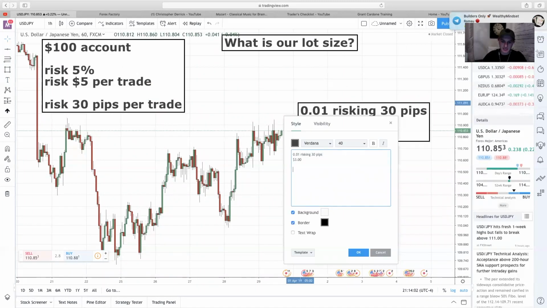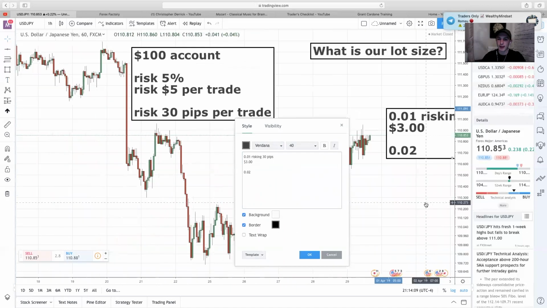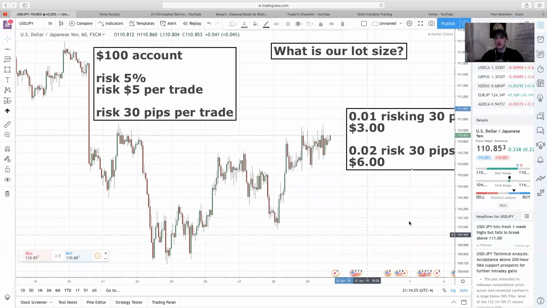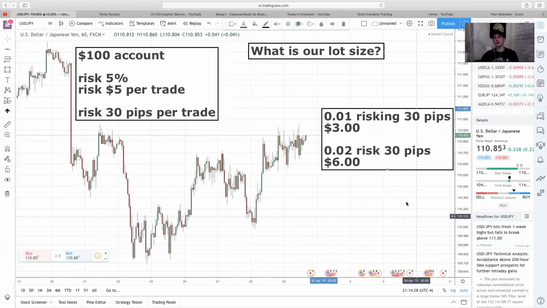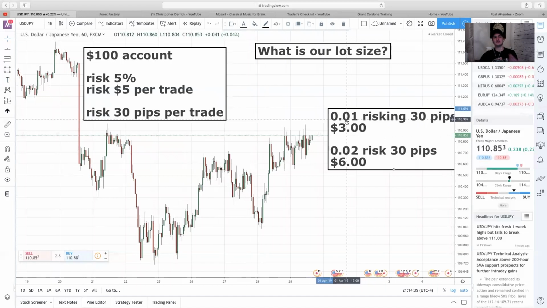Okay, so the next lot size would be a 0.02. Now, if we risk the same amount, 30 pips, how much money are we risking? Well, in this scenario, at a 2-cent lot size, we'll be risking $6. Okay, so now, that's over our $5 limit. So what that means is we will not be using a 2-cent lot size. We'll be using a penny lot size for each trade, okay?